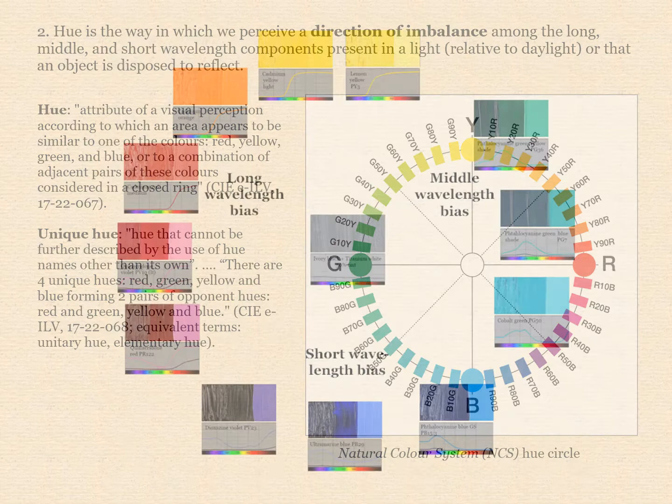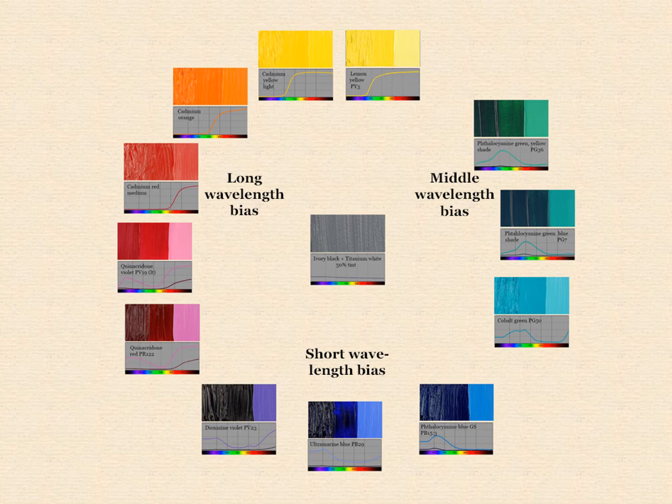For objects, we see the same circuit of directions of imbalance in their spectral reflectance, the wavelengths that they're disposed to reflect. So red as an object colour is the way in which we perceive an imbalance towards long wavelength reflectance. Bright yellow objects strongly reflect long and middle wavelengths, and so on. So there's a circuit of directions of imbalance or bias that corresponds to the circuit of perception of hues.